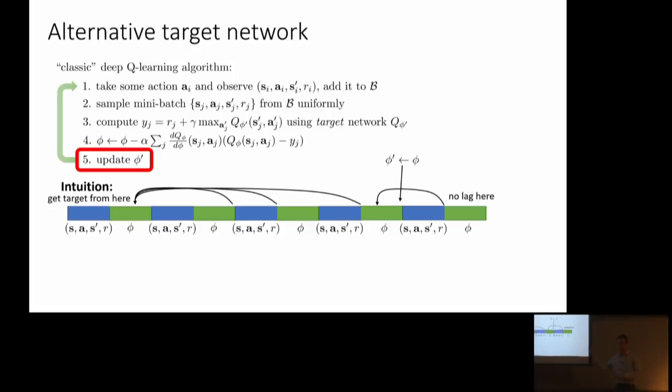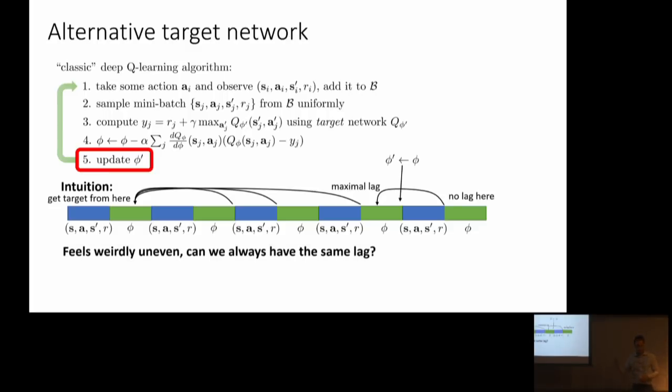If you'd like to have information propagate through the system a little more smoothly, what you could do is have more continuous updates to phi prime. So instead of updating phi prime at these very discrete intervals, you can update phi prime every single time, but damp it out so that it's changing much more slowly than phi.